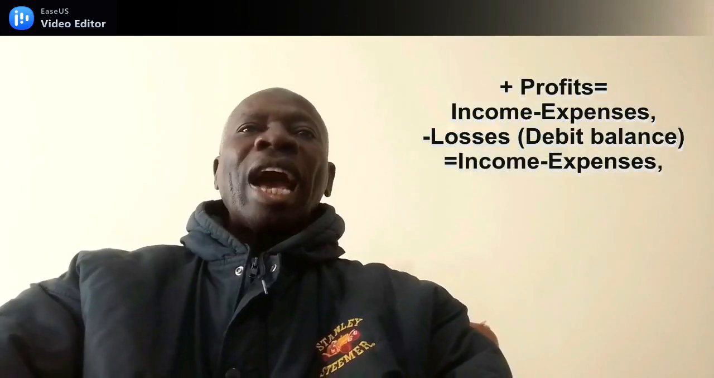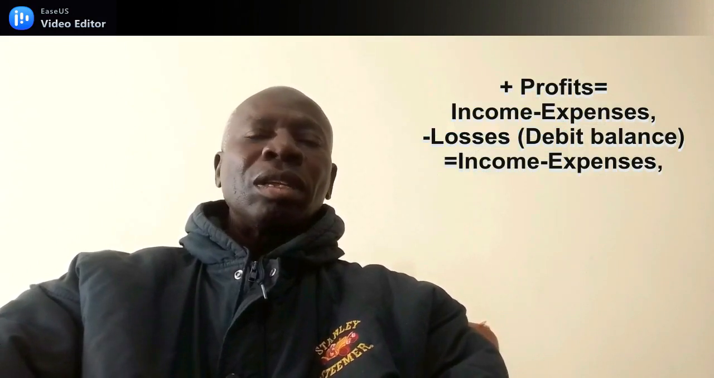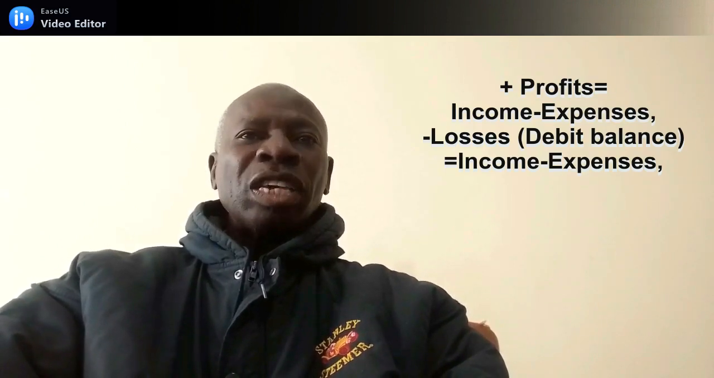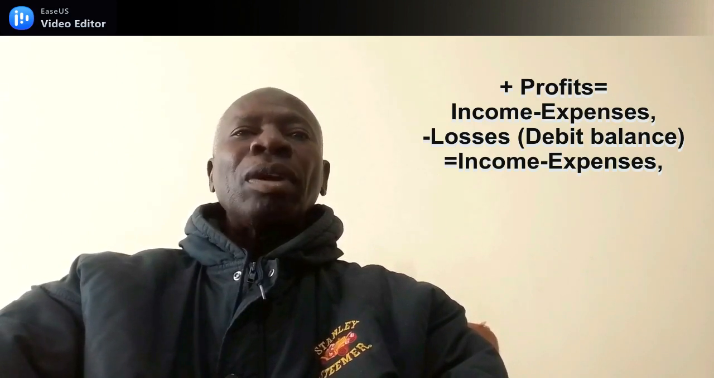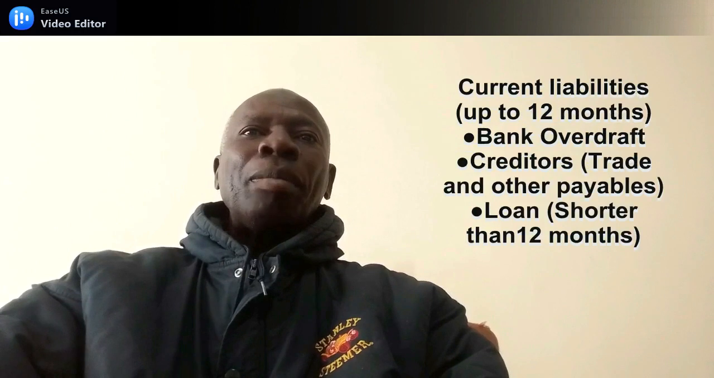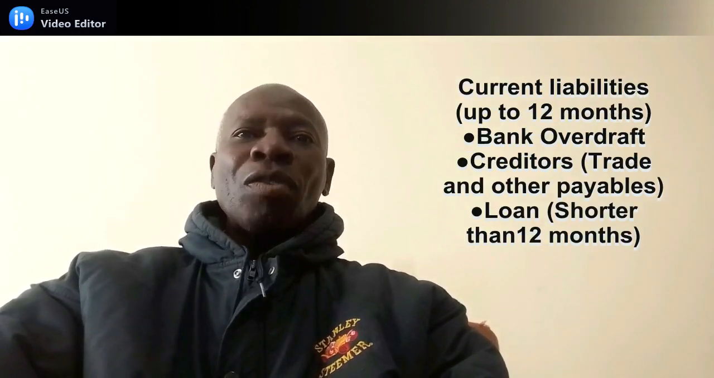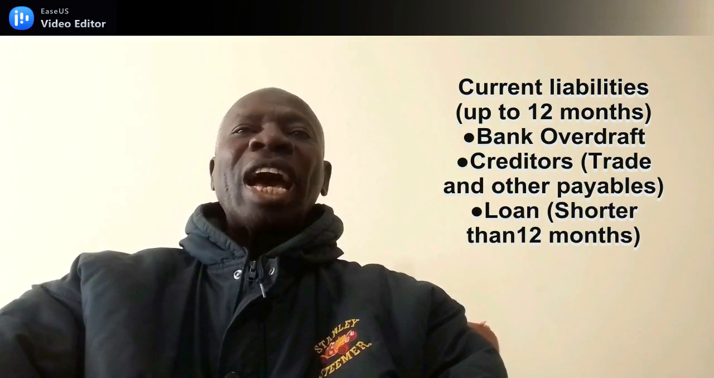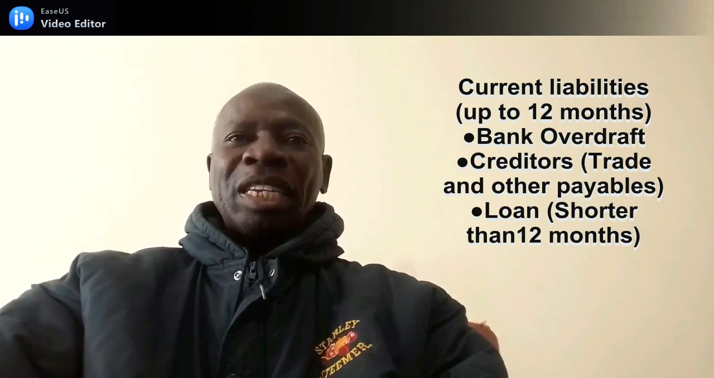In other words, under equity, we have owner's initial capital minus drawings, plus profits, which is income, minus expenses, then losses, which are debit balances. Also, you may have income and expenses. Under the liabilities, we have current liabilities and long-term liabilities. Bank overdraft is a current liability. Creditors or trade and other payables are current liabilities.